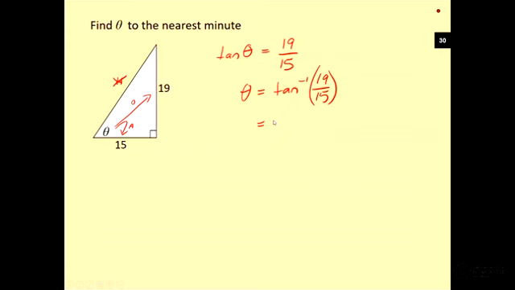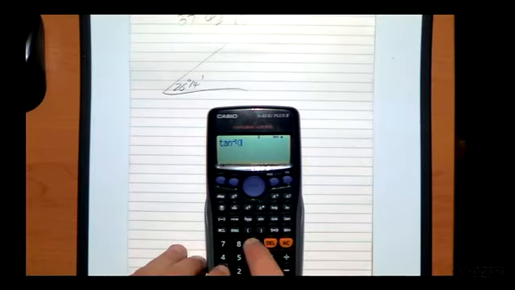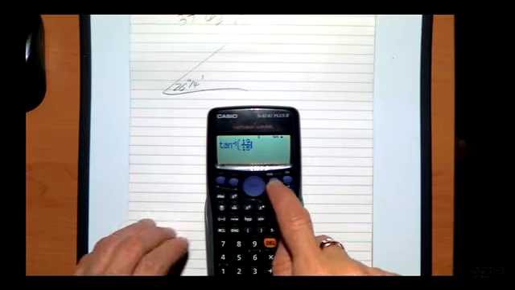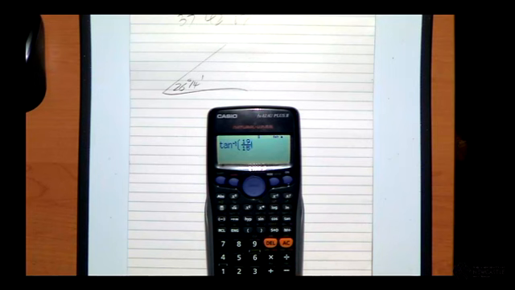It says to the nearest minute. Tan inverse 19 on 15. So I've got tan inverse, shift tan, 19 on 15. Do I need to finish the brackets or will it do it? Yeah, it doesn't care about finishing the brackets. So I've got myself 51.7 degrees, but it's said to the nearest minute, so I better press the degrees, minutes, seconds button. On a Sharp, I think it's a shift and then this button to convert it.